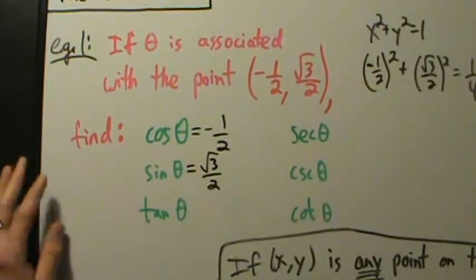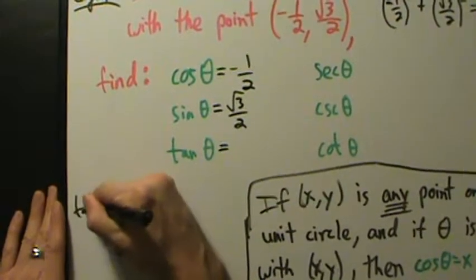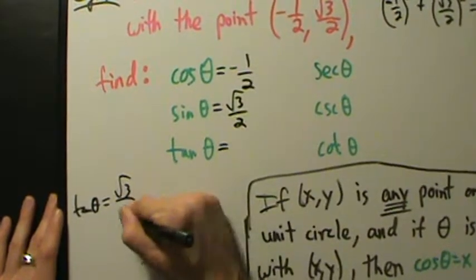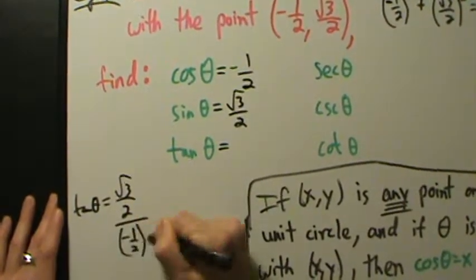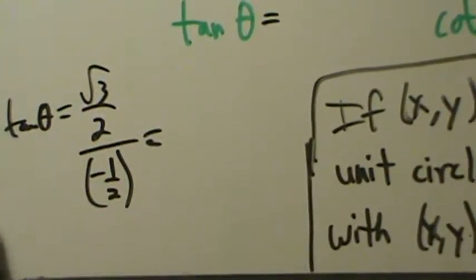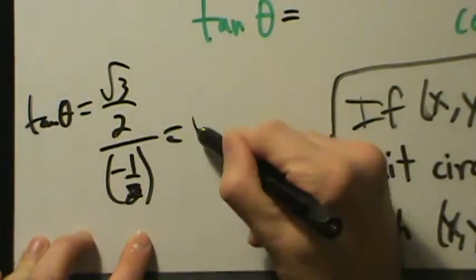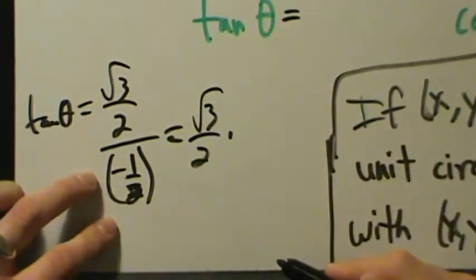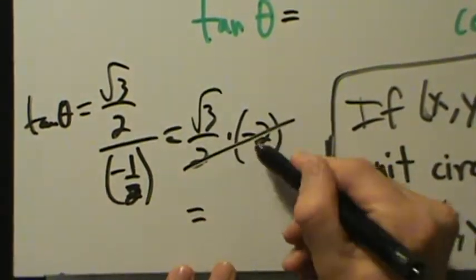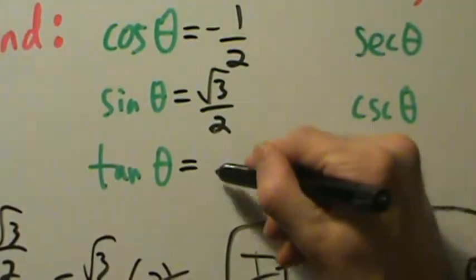What's the tangent of theta? It's the sine divided by the cosine. So tangent of theta is the sine of theta divided by the cosine of theta, so root 3 over 2 divided by negative 1/2. This is root 3 over 2 times, if you divide by negative 1/2, that's like multiplying by negative 2. The 2's cancel, we still have a minus sign though. So what we really have is negative root 3. So tangent of theta is negative root 3.